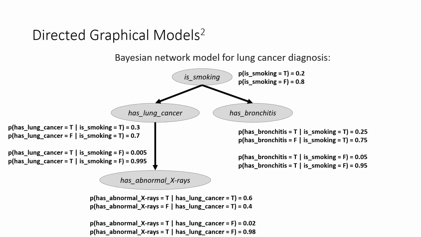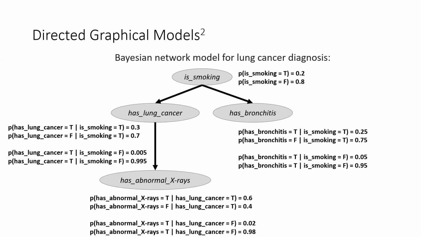Now, once we define all these conditional probability distributions, the joint probability distribution of the graph of this Bayesian model is going to be the probability distribution of smoking, has lung cancer, has bronchitis, and has abnormal X-rays, and it's going to be, as we said, the multiplication of all these conditional probability distributions that we just defined. And having defined that, we have defined what is called the Bayesian network model or the directed graphical model.